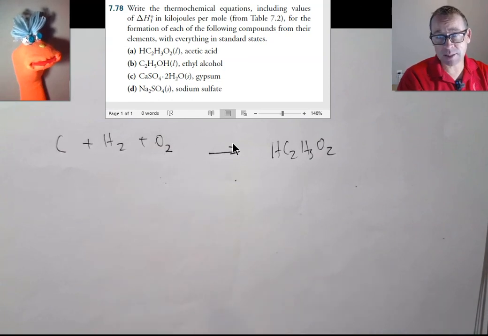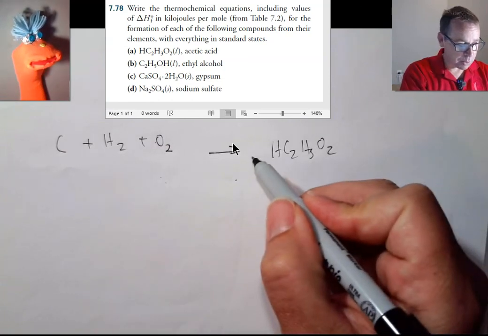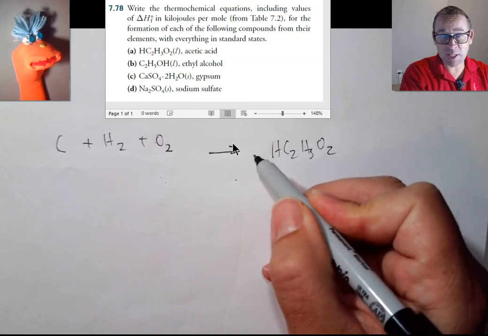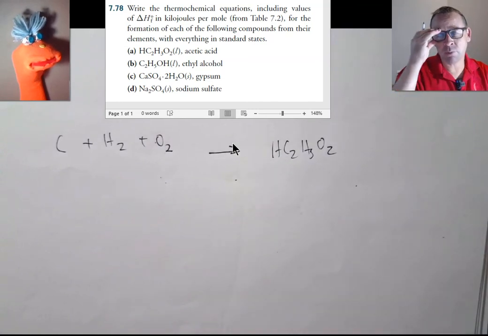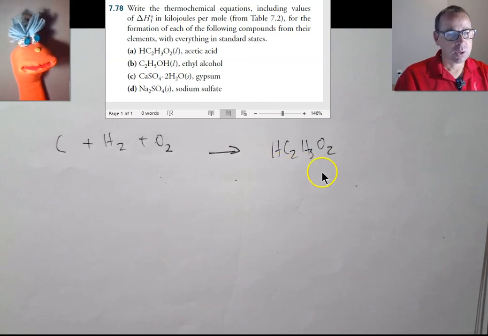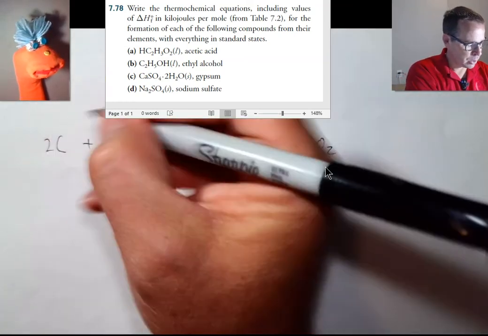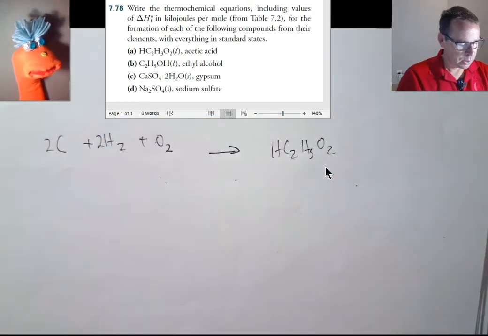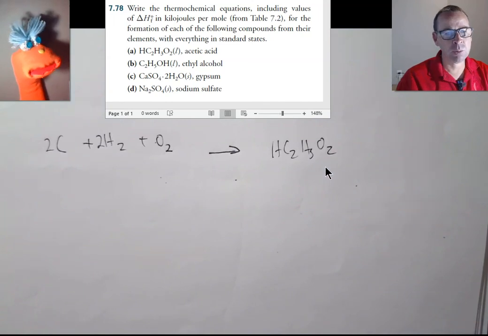But we do need to balance this now. And I want to make sure that when I'm balancing, I don't put any numbers in here because the definition of a formation reaction, again, is that I'm only making 1 mole of this material. So what do I need to balance it? Well, you need 2 carbons, 4 hydrogens. Okay, 4 here. No, just 2. And then anything else? No, that should be it.